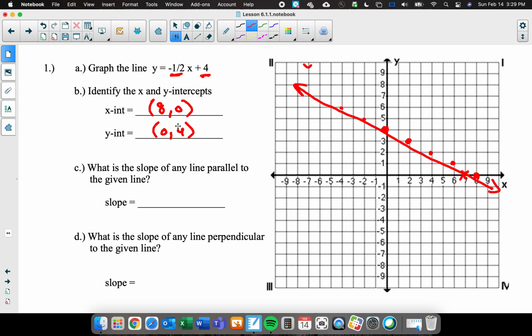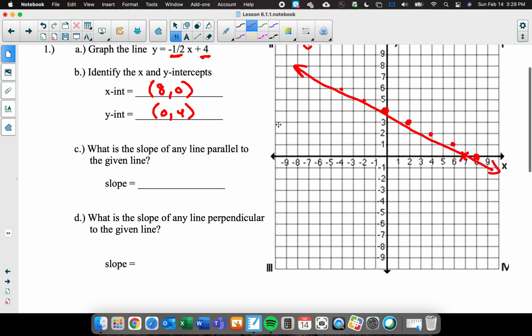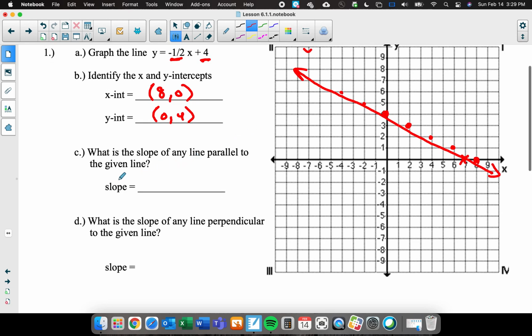Other way that you could have found either of these: x-intercept is when y equals 0, so I could have plugged 0 in for y and solved for x. Or for the y-intercept, it's when x equals 0, which means I could have plugged in 0 for x and solved for y. So you can always substitute in 0 for each variable to find your x and y intercepts. In this case, they were both nice points on the graph, and we got it. If we finish this problem off, I asked you, what's the slope of any line parallel to this one? If you remember, parallel lines have the same slope. That is why they do not intersect.